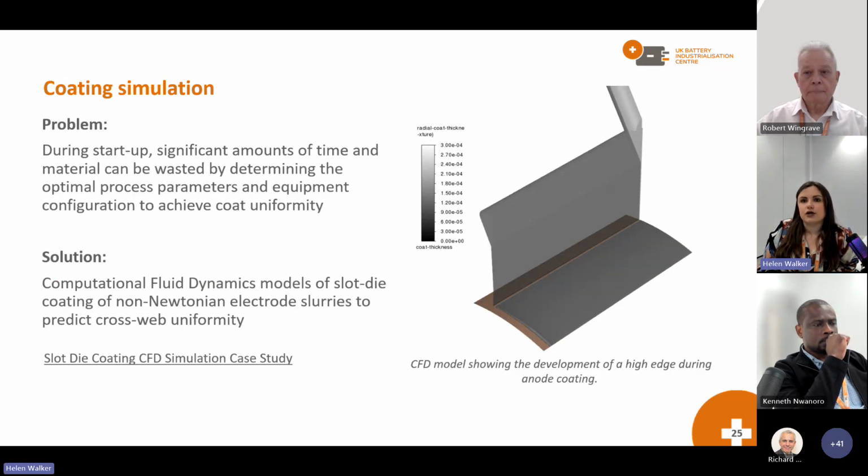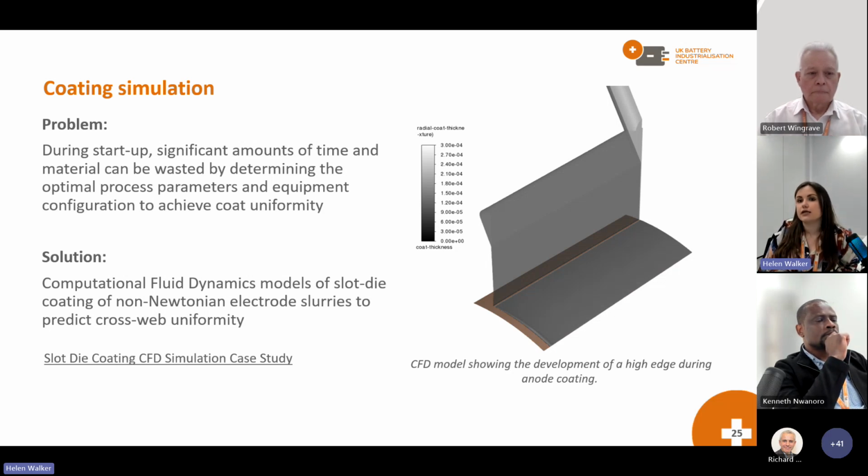So I've spoken a bit about coating simulation, and this has been the biggest area of development for us. When we mix an electrode slurry and go to coat it, if you haven't coated it before, it can be very tricky to anticipate the setup of the slot die coater and the process parameters you need so that you get nice uniform coating, which ultimately will result in a better cell. And you don't want to waste time and material on the production line. We know battery materials are really expensive. So if we can predict in advance how to set up that slot die, we can save a lot of money and time on the line.